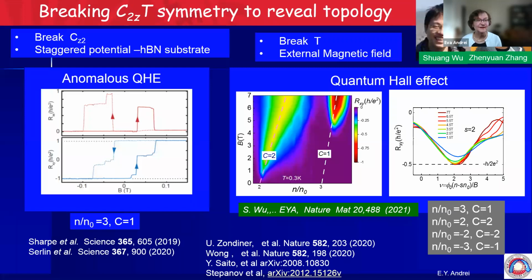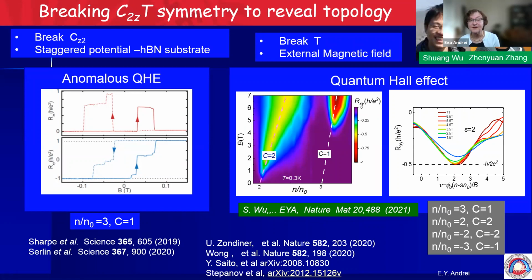And here are the experiments. One is an experiment initially done by the group of Goldhaber-Gordon, where you break the sublattice symmetry with a boron nitride substrate, and then by the group of Andrea Young at Santa Barbara, and you see that as you change the magnetic field, you have anomalous quantum Hall effect around 0 Tesla. It can be either +1 or -1 in units of h/e². And these are our experiments. Here we have a transport experiment. We apply an external magnetic field.